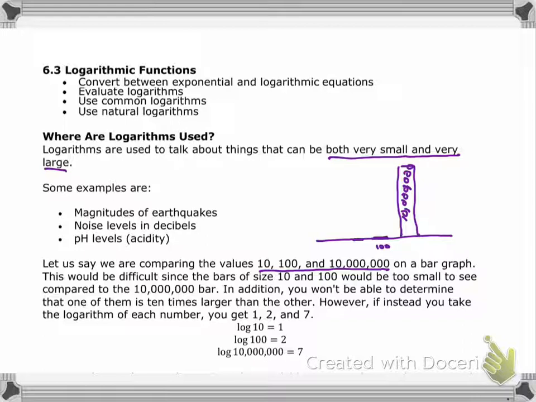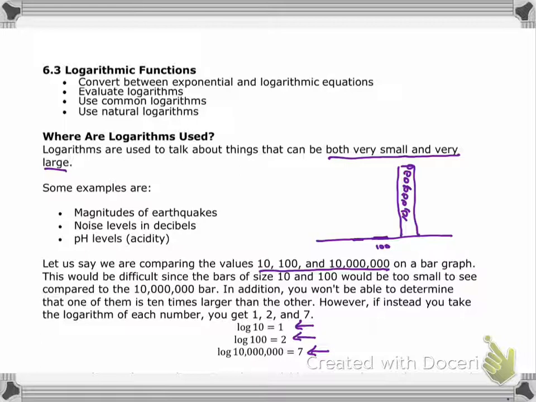But if we did something that's called the log, if we took the log of each of these numbers, so the log of 10 is 1, the log of 100 is 2, and the log of 10 million is 7. Are you getting the idea of what a log is?